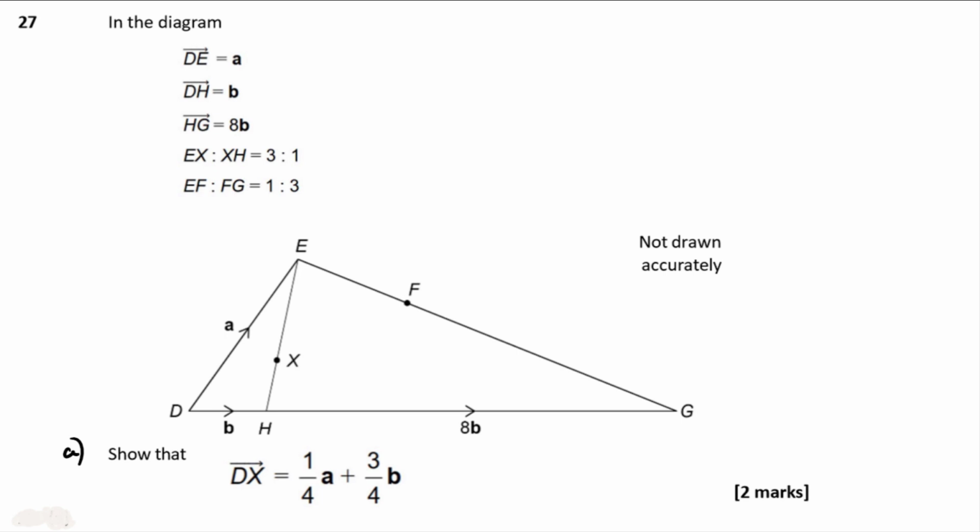Okay, what have we got here then? So D to E, is that marked already? Yes, it is. D to E is here, look. Is D to H already marked? Yes, it is. D to H is here. Is H to G already marked? Yes, it is. It's down here, look. EX to XH equals 3 to 1. Is that already marked?